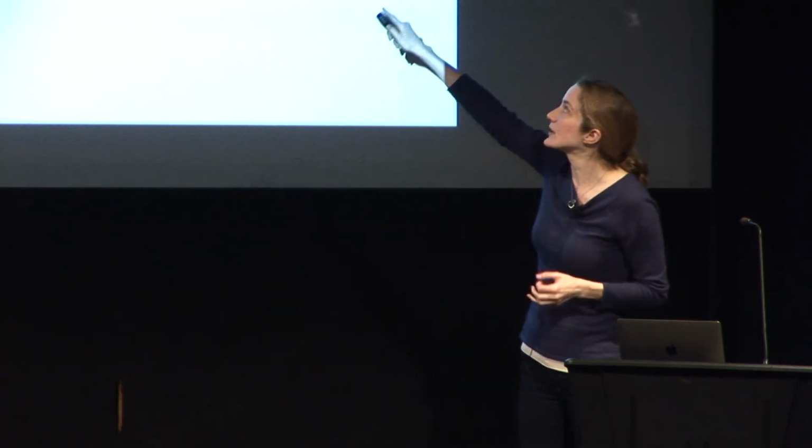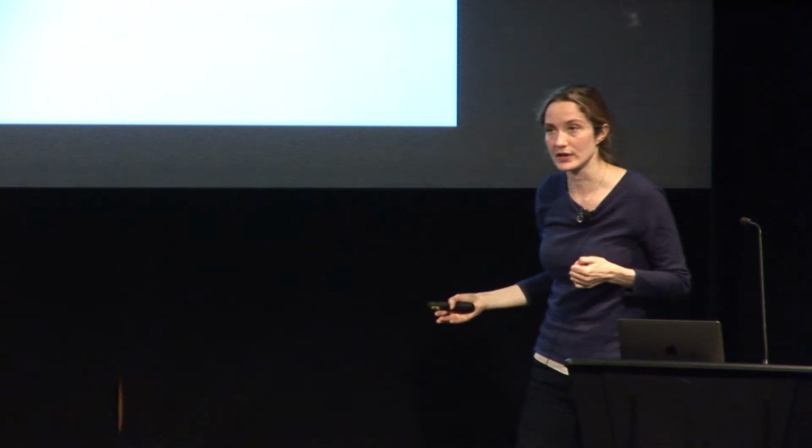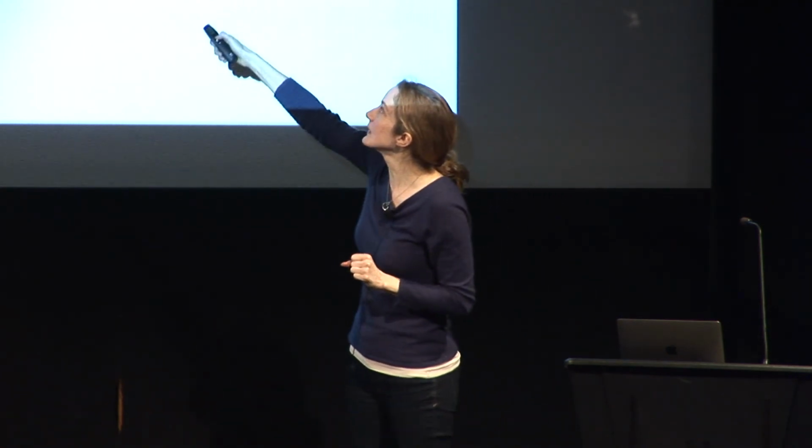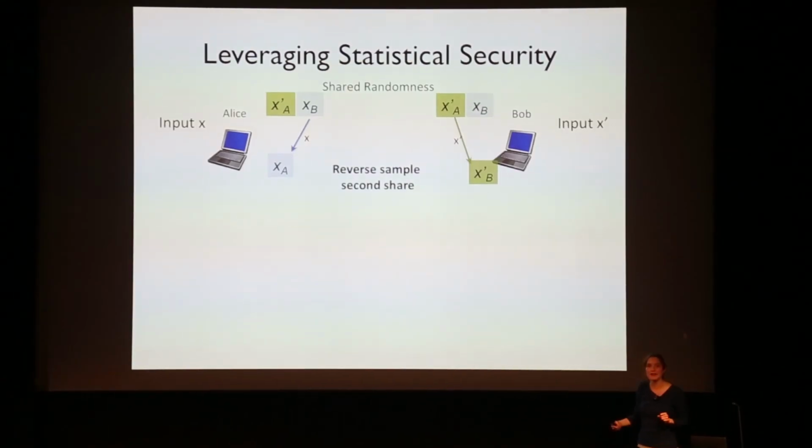So think about having shared randomness between the two parties. This is public randomness, and it's essentially the shares that we would have exchanged on the previous slide. So this you have already. And the point is that because you have statistical security, given basically a random or arbitrary input, I can reverse sample, I can find a second share that's consistent with my input.